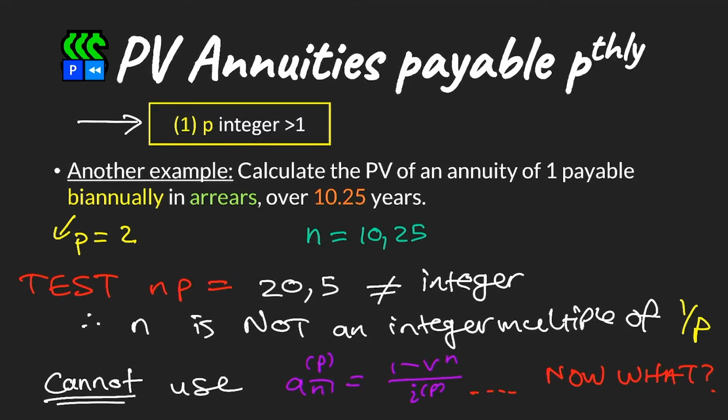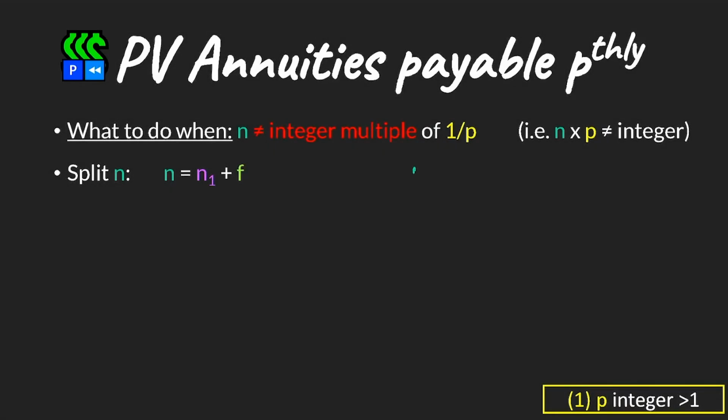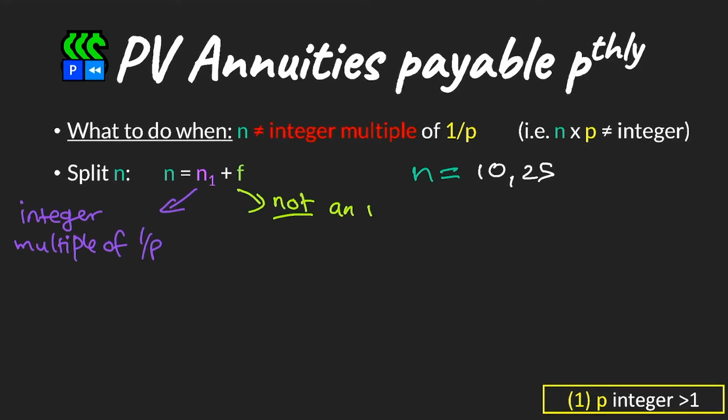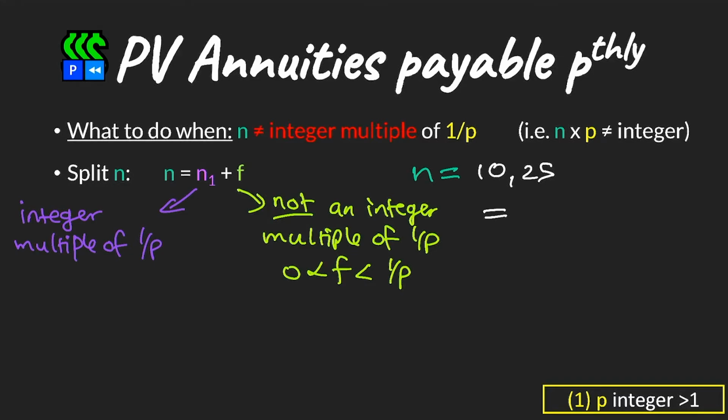What do we do instead? So in the case where n is not an integer multiple of 1 over p, we need to split up n into 2 parts such that we have one part that is an integer multiple of 1 over p and the other that is not. So in this case, f is not an integer multiple of p, and it lies between 0 and 1 over p. Then in our example where p is equal to 2 and n is equal to 10.25, we can split up n as 10 plus 0.25.